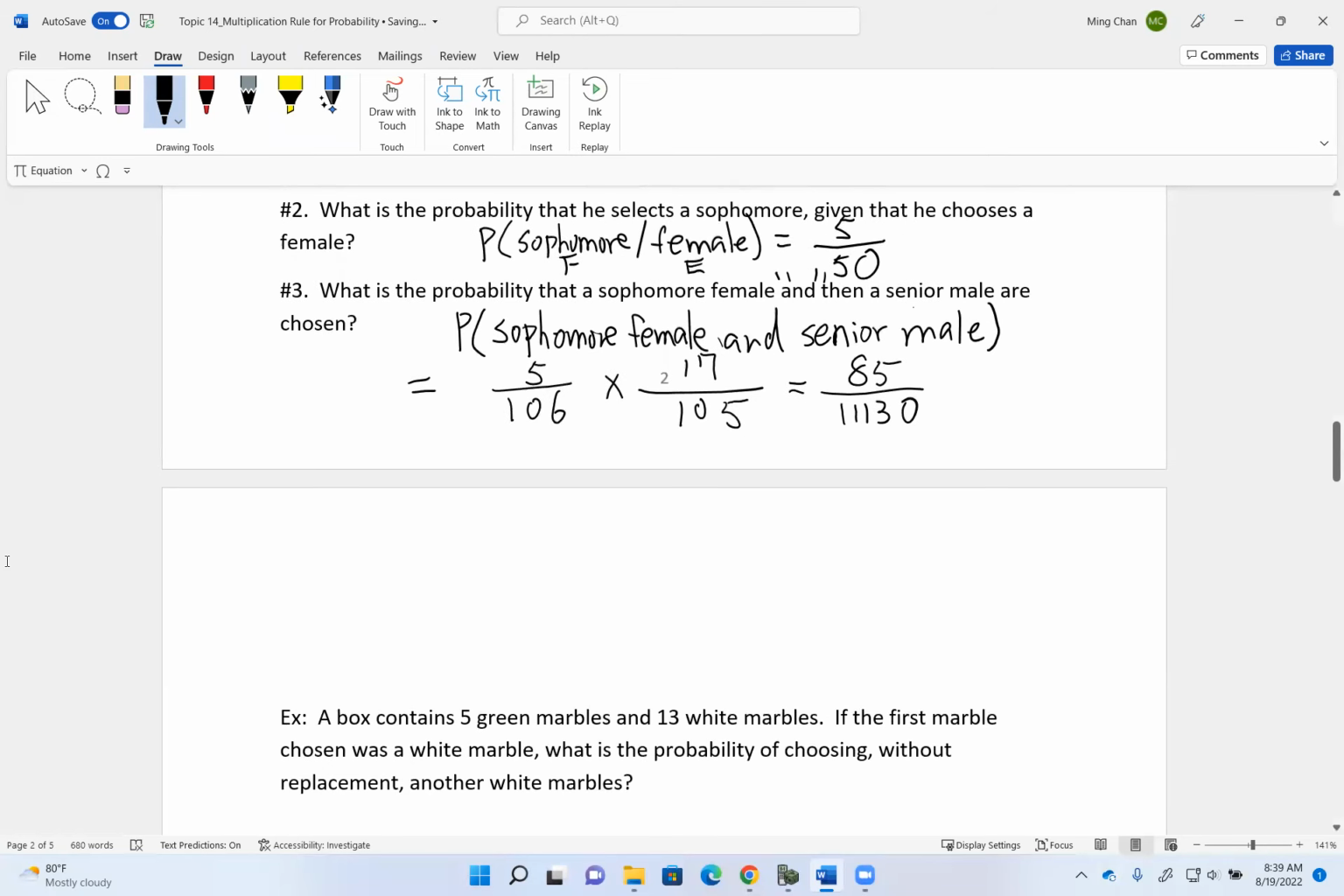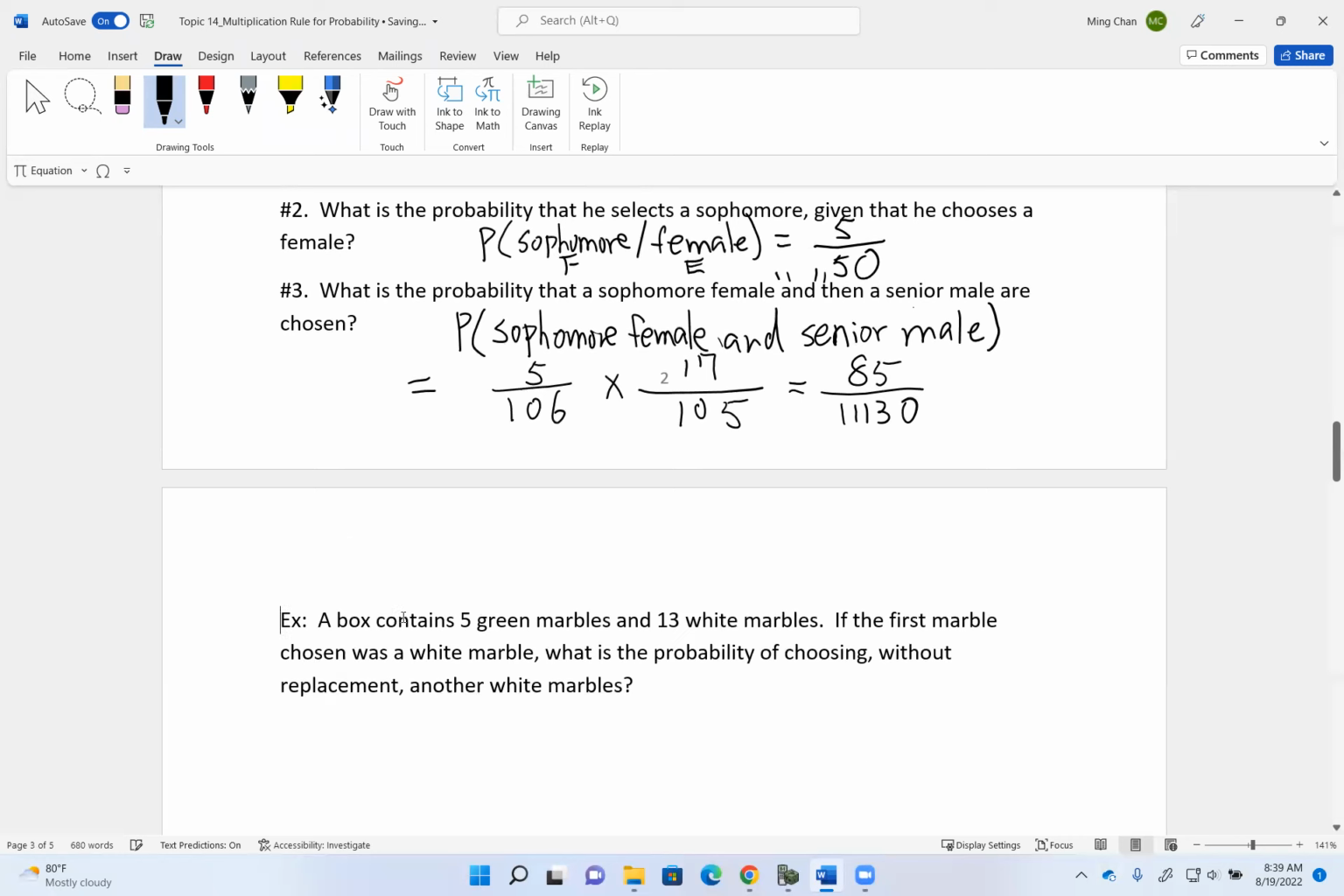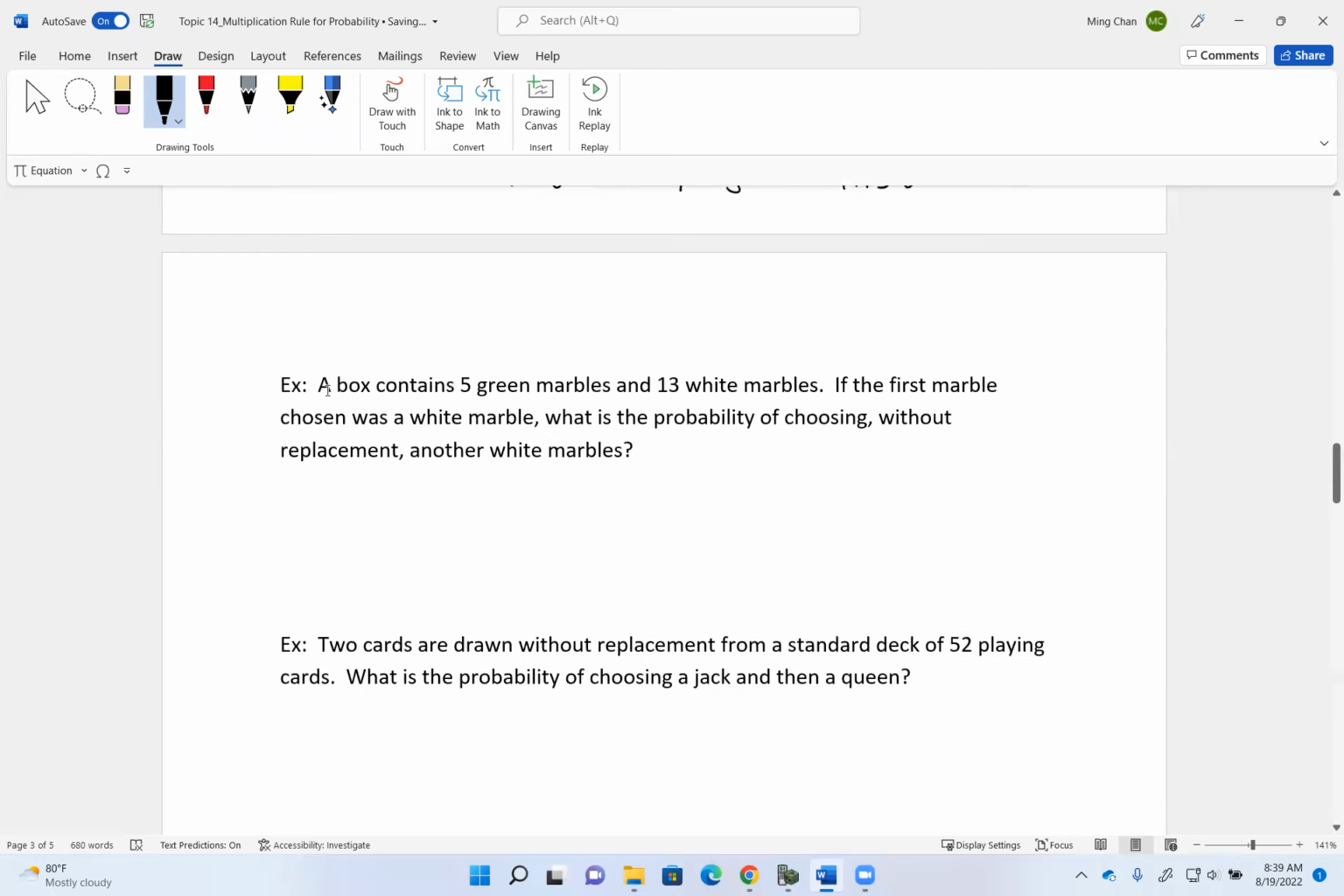Okay, let's try a different type of question, away from the table. This one says a box contains 5 green marbles and 13 white marbles. So I've got green and white. If the first marble chosen was a white marble, so that's the first event already occurred, what's the probability of choosing, without replacement, another white marble?